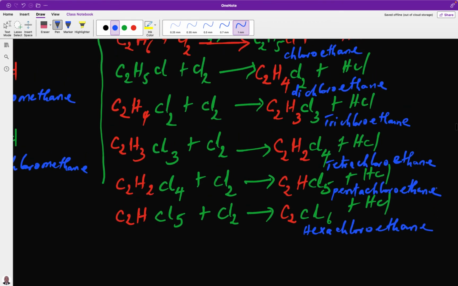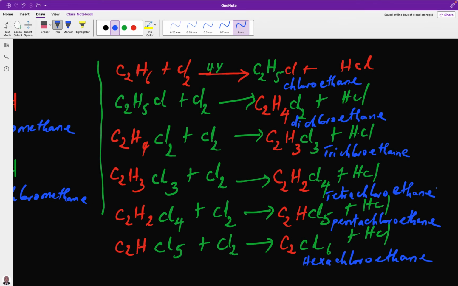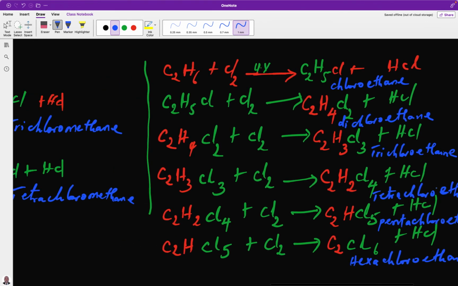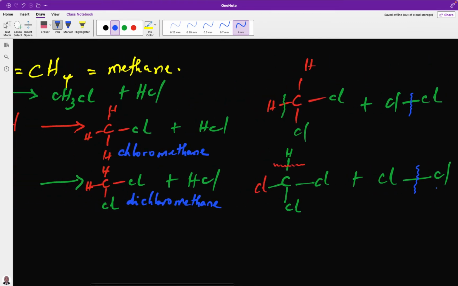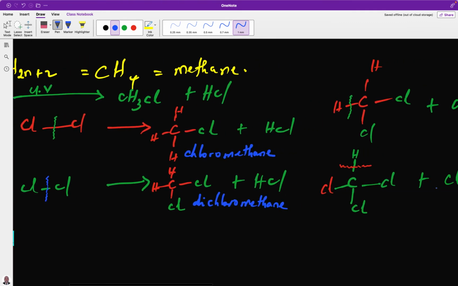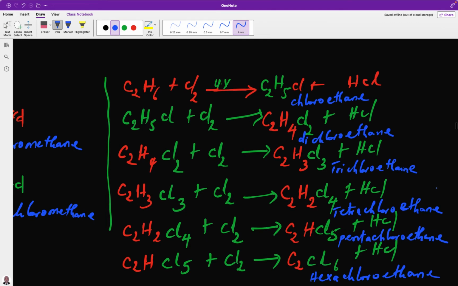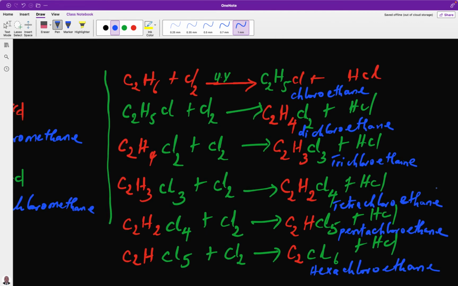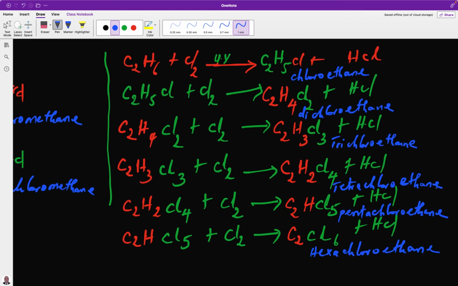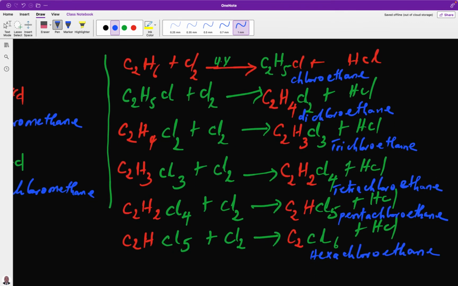So this is a continuous process in this halogenation of alkane. The first one was with methane. I showed it through the bonds so that you can better understand. And we went to the second member of the alkane group, which is ethane, and we have done the substitution chronologically. What you notice is that since we substitute the hydrogen atoms, the number of hydrogen atoms is decreasing from 6 right to 0, while the number of chlorine atoms is increasing from 0 to 6.